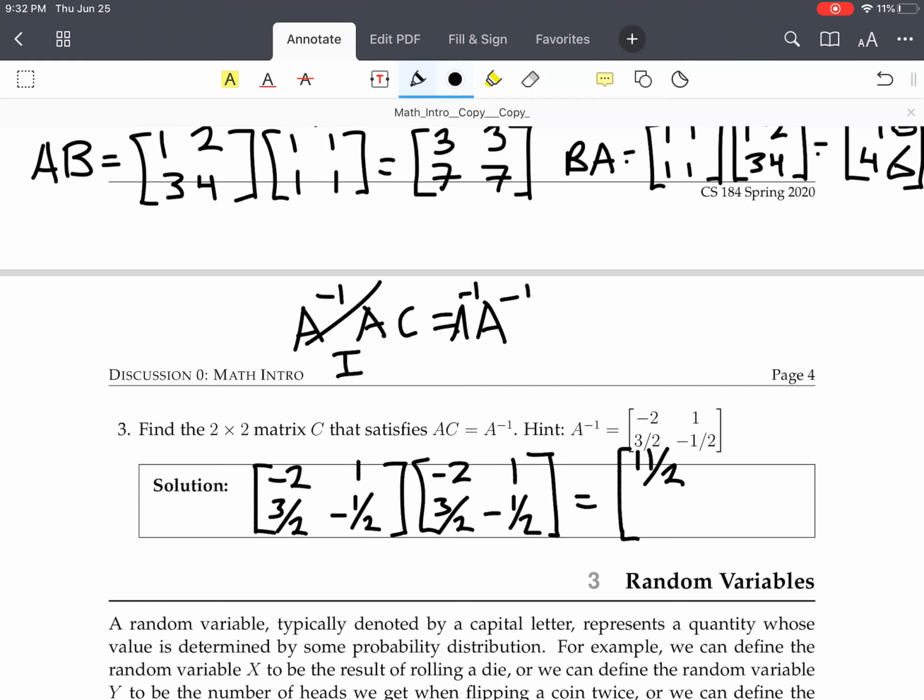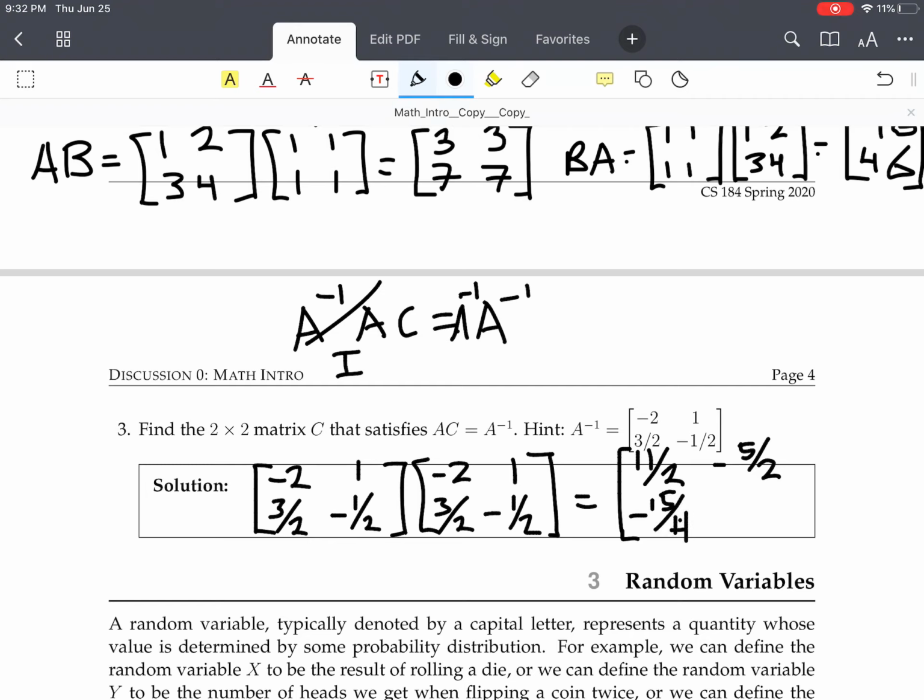And then -2 times 1, so -2 minus 1 half. So it's going to be -4 over 2 minus 1 over 2, so that's -5 over 2. Then down here, we have -2 times 3 halves, so that's -6 over 2. And then -1 half times 3 halves, so that's going to be -3 fourths. So if we convert -6 over 2, that's -12 over 4, minus 3 fourths, so that's -15 over 4.